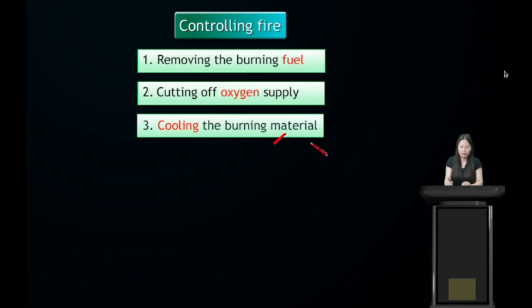So these are the 3 ways to control fire. I'm repeating this. We can control fire by removing the burning fuel, we can control fire by cutting off oxygen supply, and we can control fire by cooling the burning material so that we bring the temperature of the burning material below its ignition temperature.